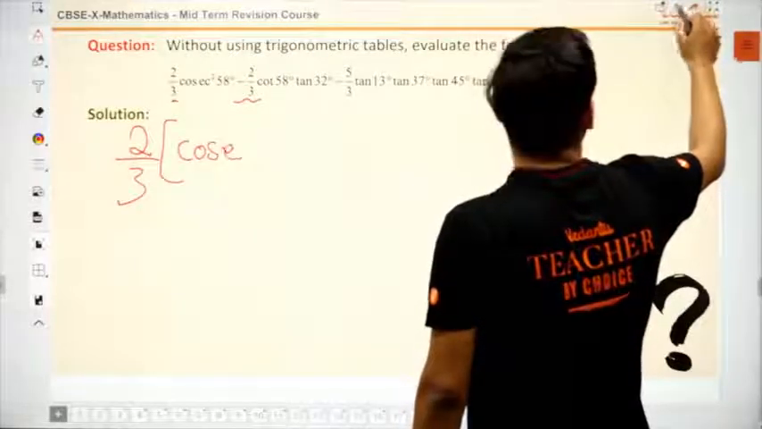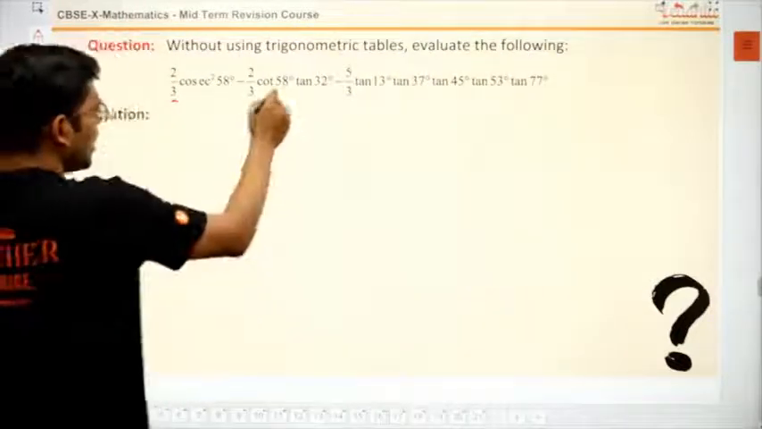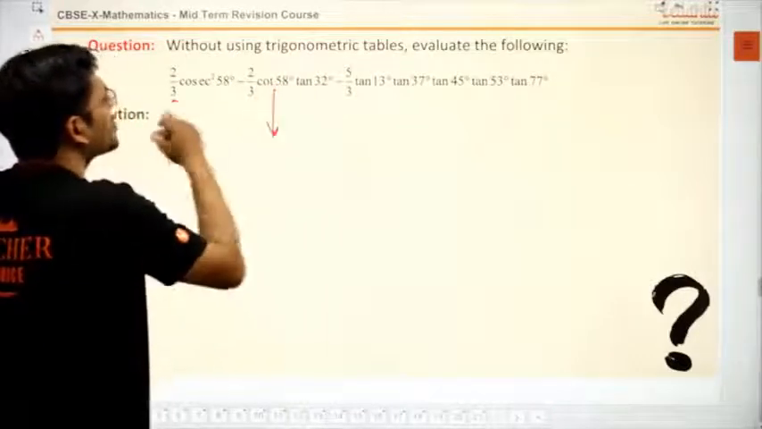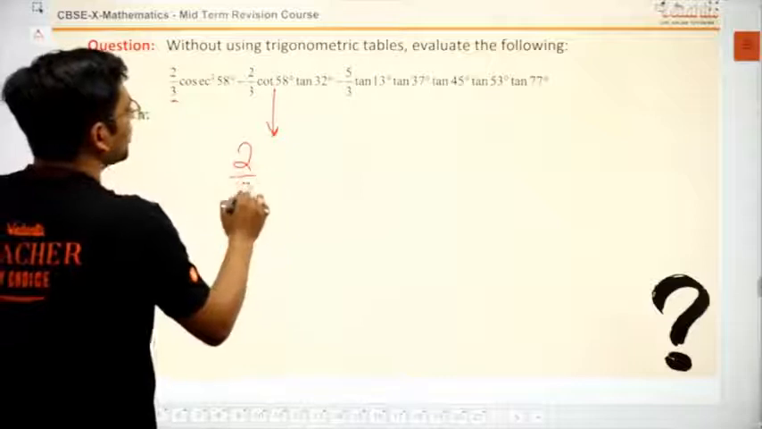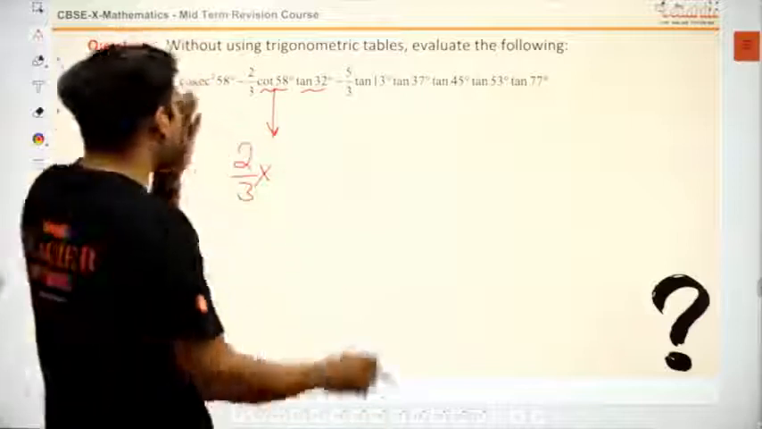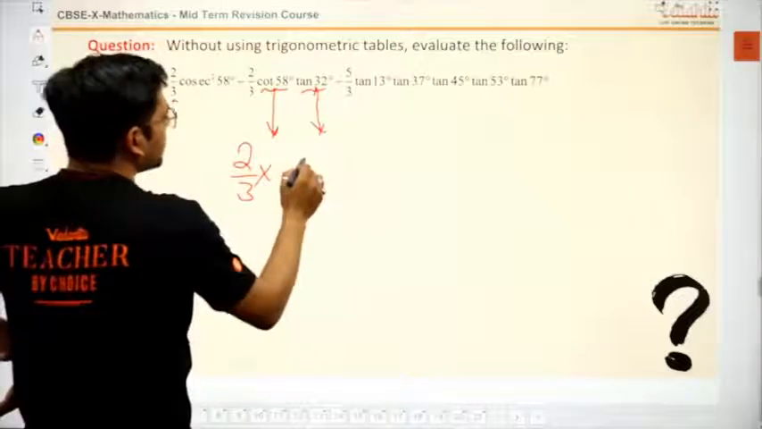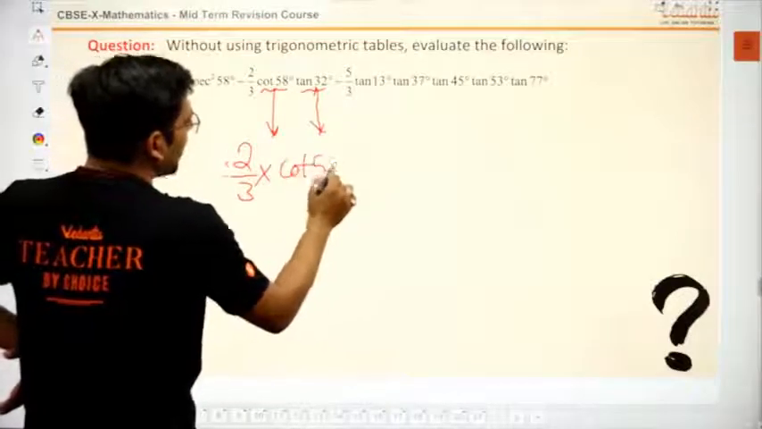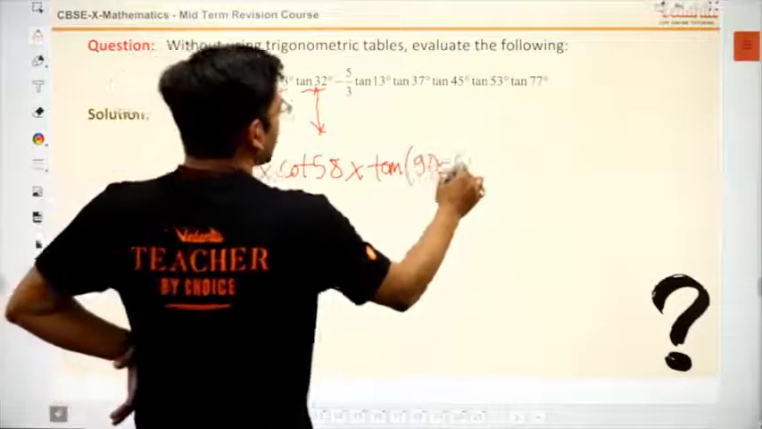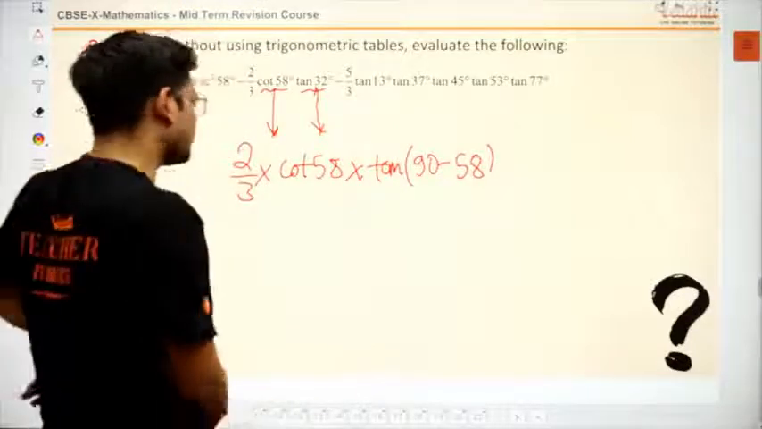See, now see what to do. This is cot 58 now. Transform this, because it is cot into tan. Here we have 2 figures. Cot into tan. So first, 2 by 3 into... we can transform either the cot or the tan, whatever you want. I want to transform this tan. This cot 58 into tan 32 will become tan 90 minus 58. Do you know this 90 minus 58? What is tan 90 minus theta? It is cot theta, yeah?